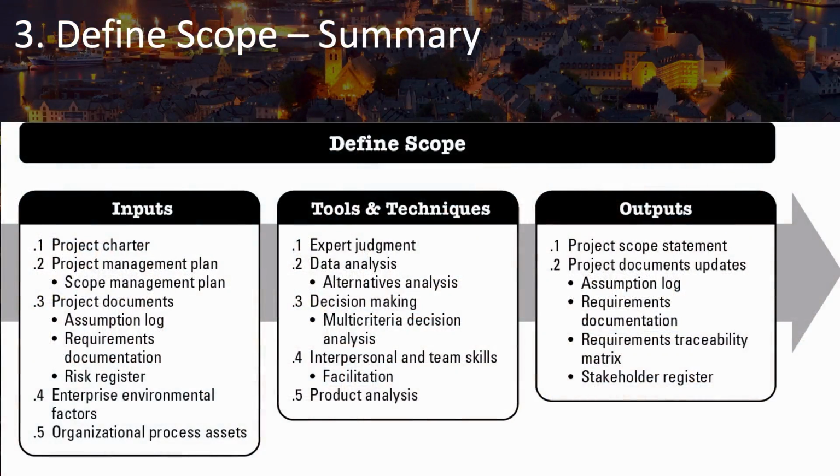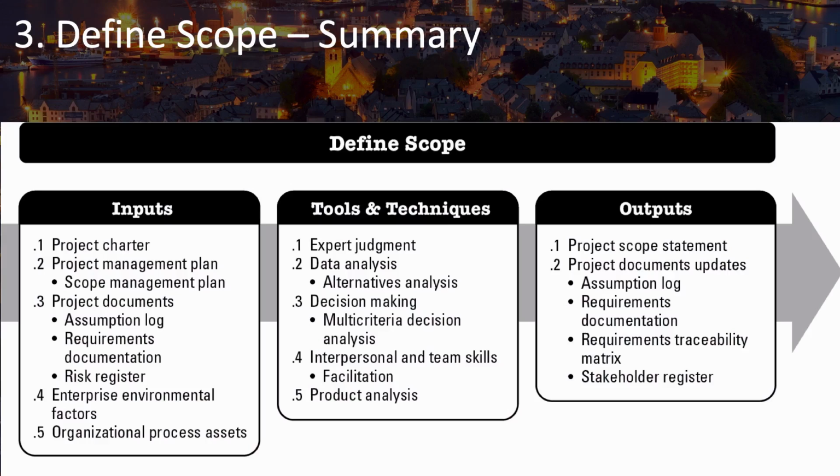To summarize the define scope process, first take a look at the outputs, focus on the artifacts, and which are the primary or principal artifacts. In this case, it's the project scope statement. That's really the whole point of this process. However, there are some secondary outputs.